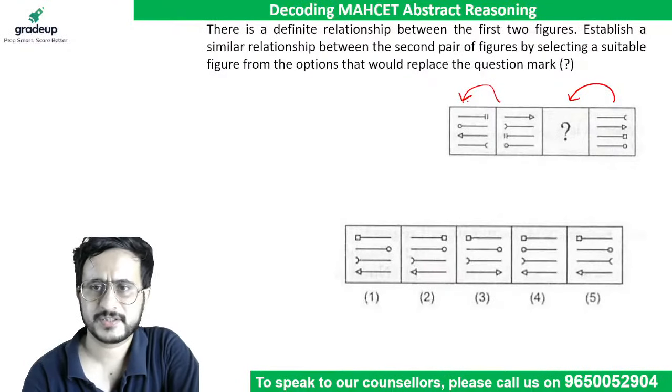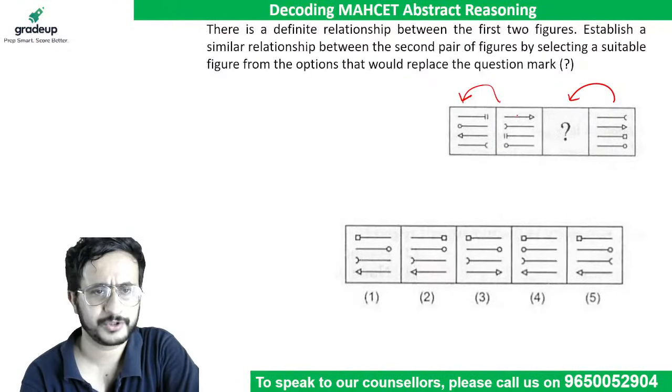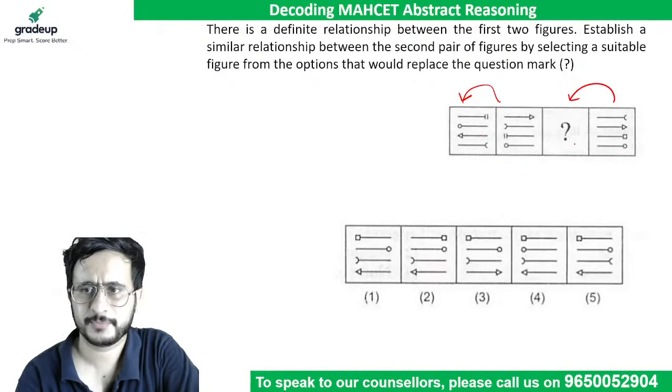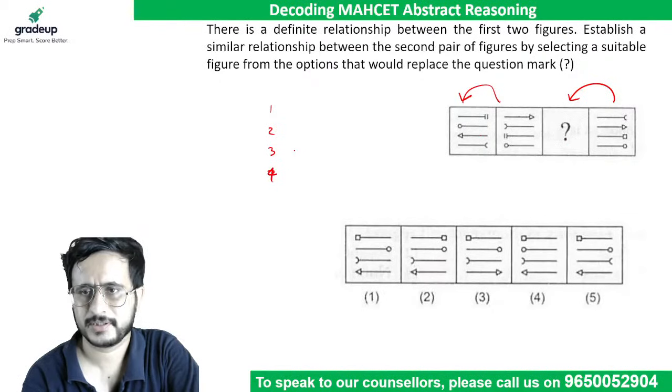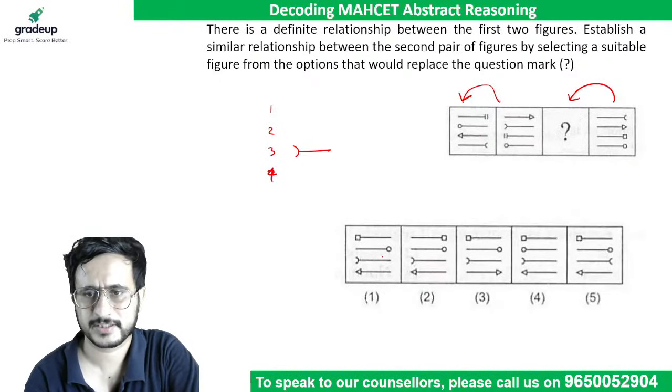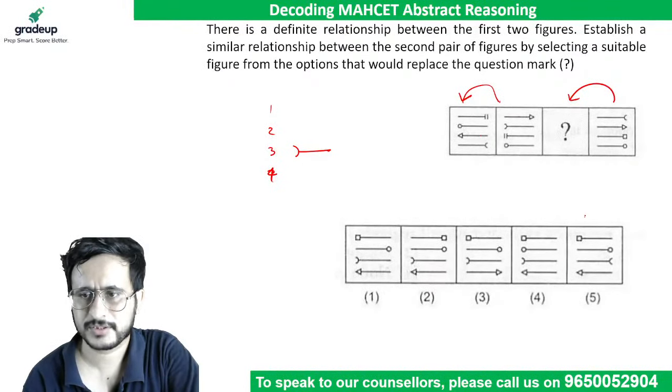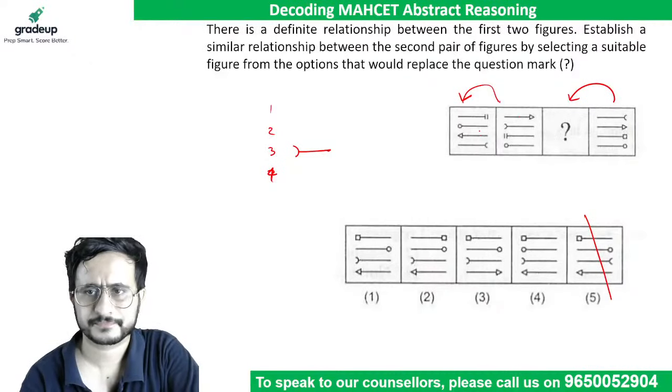So if we see this, what is happening? This was on the top, this has moved to the 3rd position with opposite direction. So if you have 1, 2, 3, 4 images, the 3rd image should be this, like this. So this will eliminate option 5.